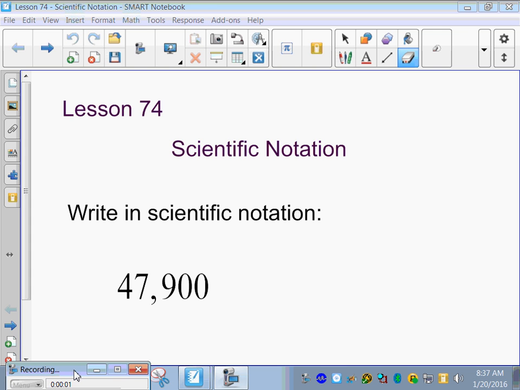So we use scientific notation, you guys, for really, really big numbers and really, really small numbers. Okay? So 47,900 is not that big, but it says put in scientific notation, so we're going to do that, right? So the decimal always goes in between the first two numbers that are not zero. Okay? First two numbers that are not zero. So we're going to put the decimal here in between the 4 and the 7.